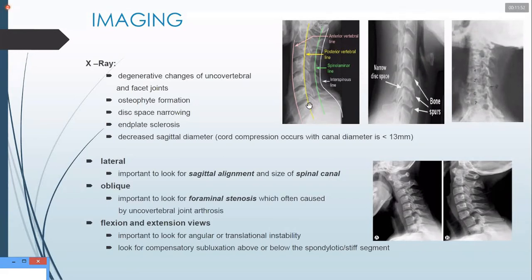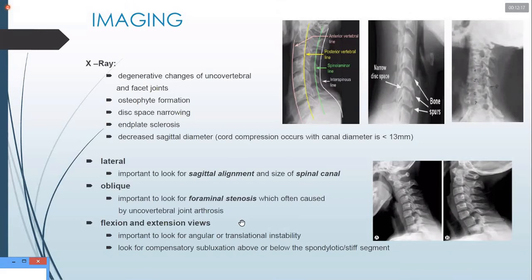So this reading of the cervical spine lateral view is very important. In the lateral view, we basically see the sagittal alignment of the spinal canal. And this is the oblique X-ray. We see that this is the neural foramen. You can appreciate the quite narrowing of these two foramens here. That is obvious in the oblique view, foraminal stenosis.